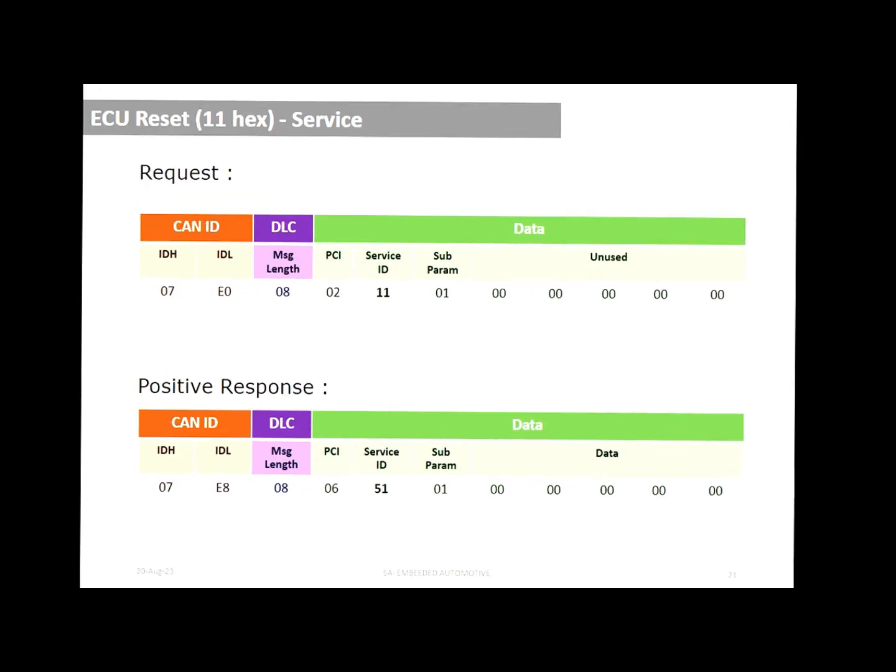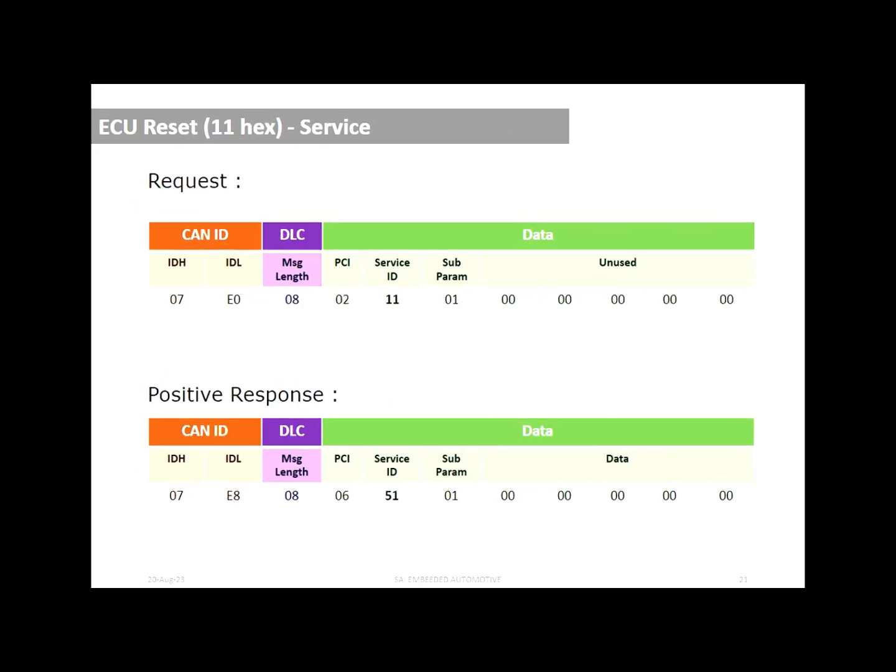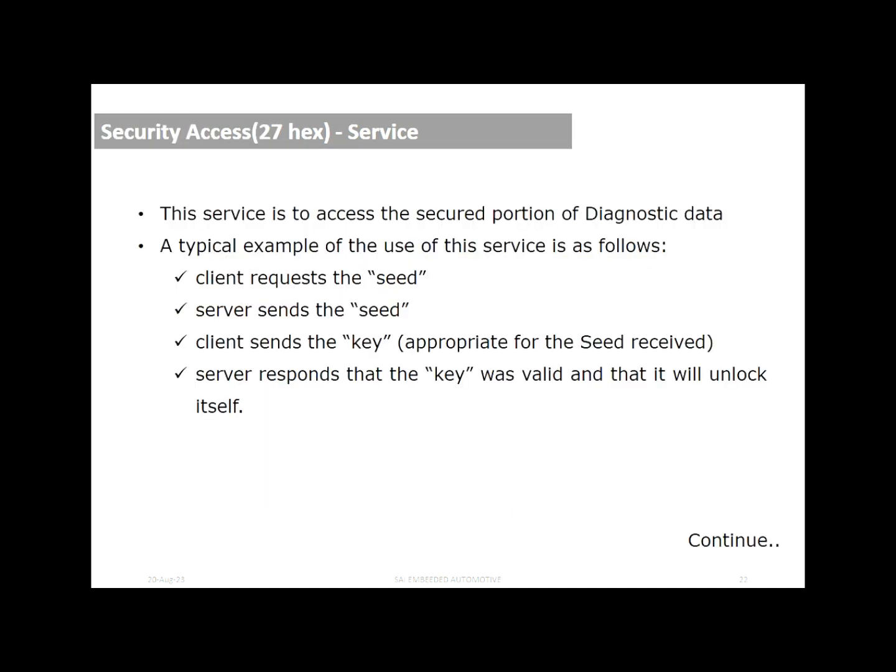So coming to the request and response message, you see the request we have sent is 11, the service ID, subfunction 01 and respective data, and the response is coming as 5101 and respective data. Next, coming to the 27 service ID, security access. The purpose of the service is to provide a means to access data or diagnostic services which have restricted access for security or safety reasons. Security access is granted to the ECU by means of an OEM defined seed and key procedure.